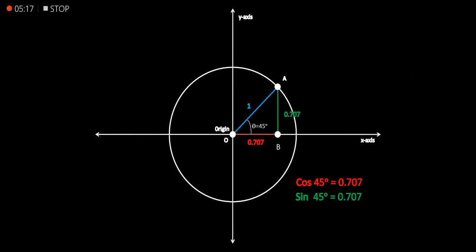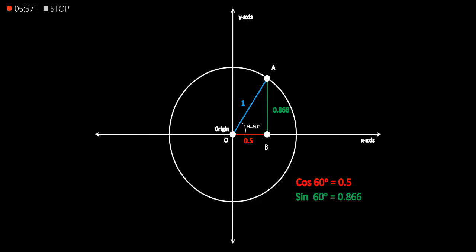In this figure, the angle is equal to 45 degree. The length of red line is equal to 0.707 and the length of green line is also equal to 0.707. So cos of 45 degree is equal to 0.707, which is the length of red line, and sine of 45 degree is also equal to 0.707, which is the length of green line. In this figure, the length of red line is reduced to 0.5 units and the length of green line is 0.866.